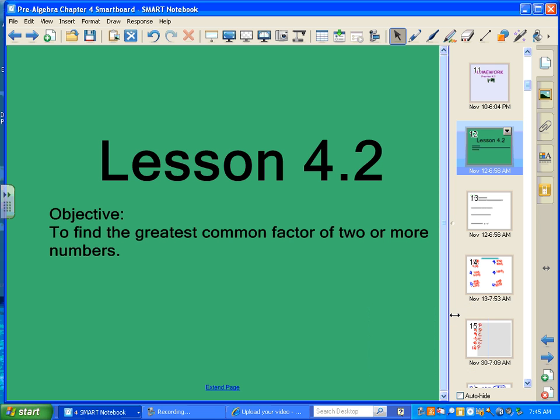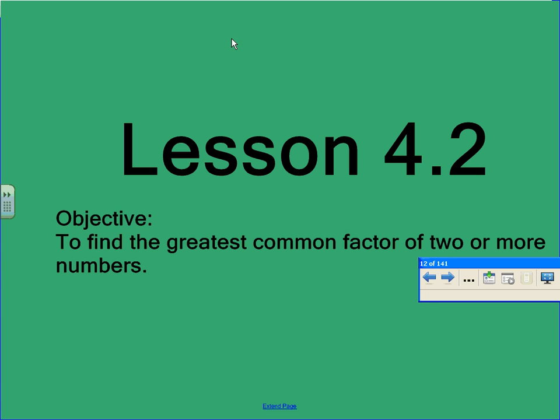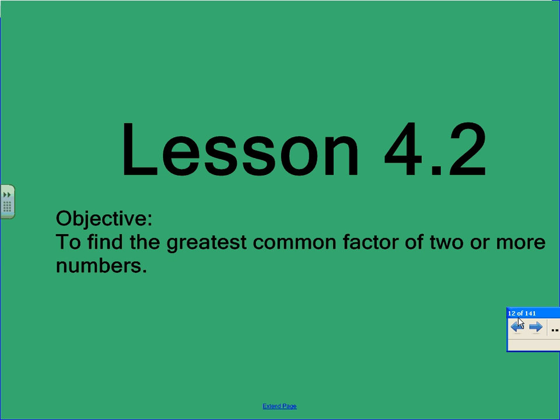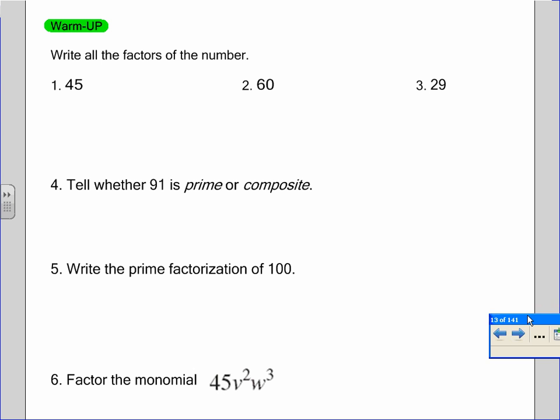Sixth grade, our objective today is to talk about greatest common factor. There's two different ways to find the greatest common factor, so we will discuss this today. Before we do that, as always, we need to go over our warm-up, go over homework, and then I want to finish up prime factorization with monomials, and then we'll get into GCF. So let's quickly go over our warm-up, see how you guys did.